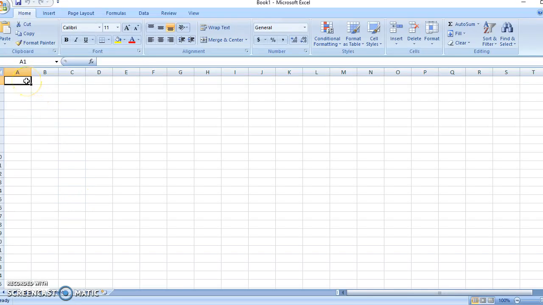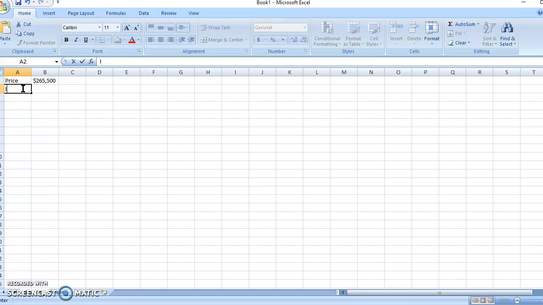Hello. Okay, so we want to figure out if we want to refinance our mortgage. First things first, we want to do the price, which is $265,500, and the LTV, which is 80%, and then figure out the loan.